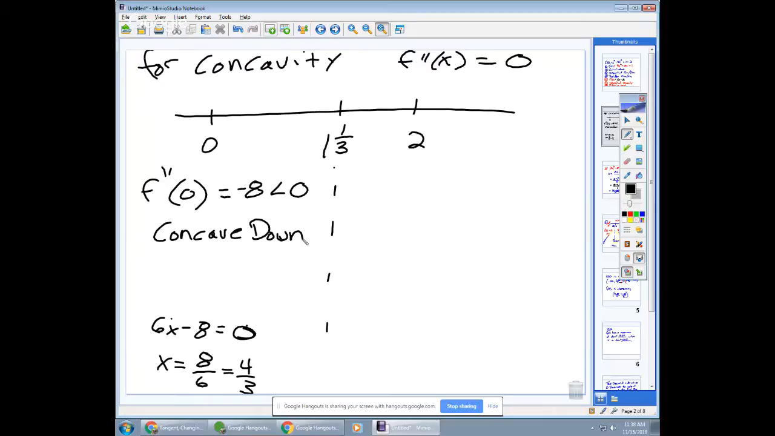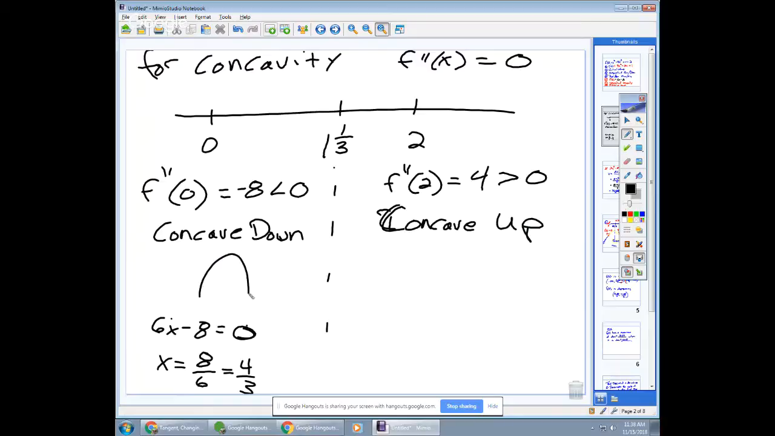On the other side, don't just assume it's concave up. Double check, plug in the number. F double prime of 2, 12 minus 8 on a good day is 4. 4 is definitely a positive number, so I must be concave up on the other side. Concave up on that side. And like I do the arrows for increasing and decreasing, I usually like to draw in the concavity too. Just helps my visual brain put it all together.